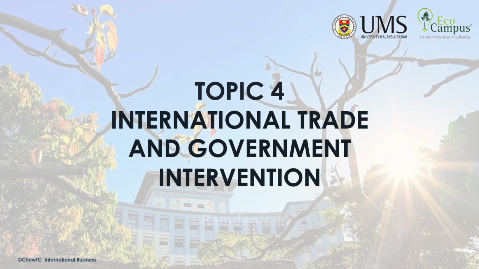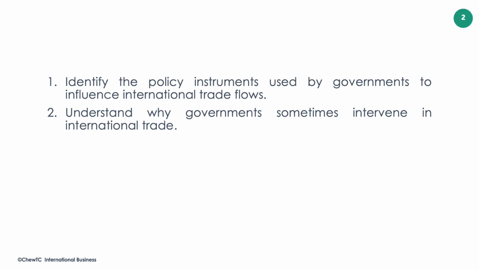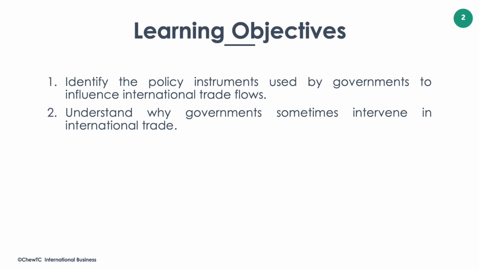Hi guys. Today's topic is about international trade and government intervention. There are two learning objectives in this topic, and I hope that by the end of this topic you should be able to first identify the policy instrument used by government to influence international trade flow. Second, understand why government sometimes intervene in international trade.